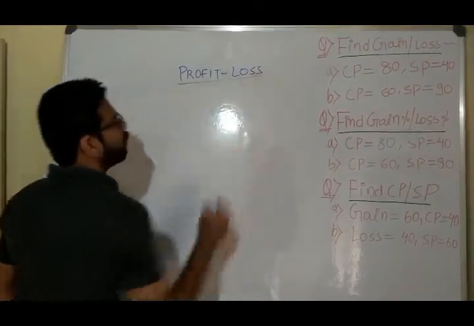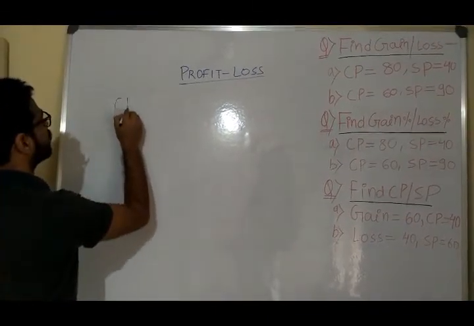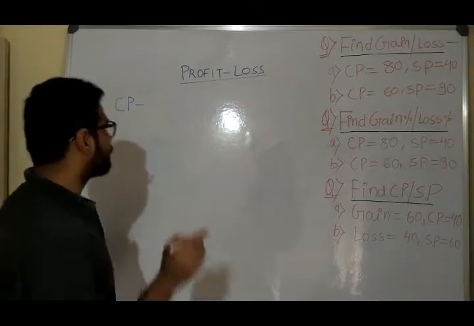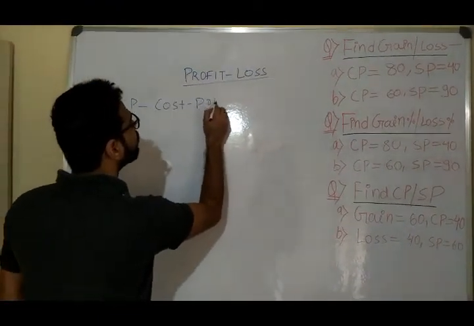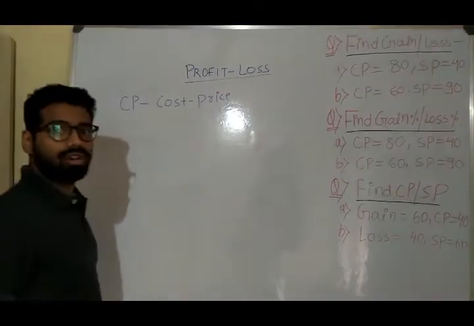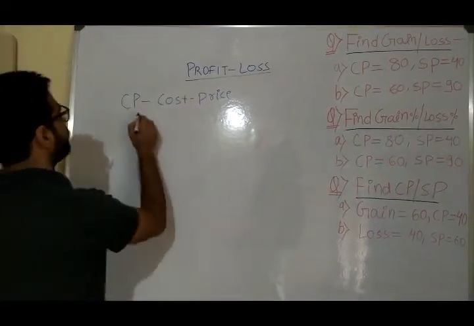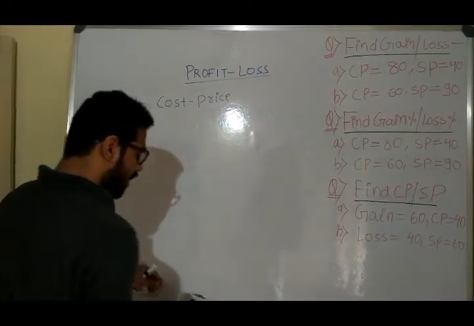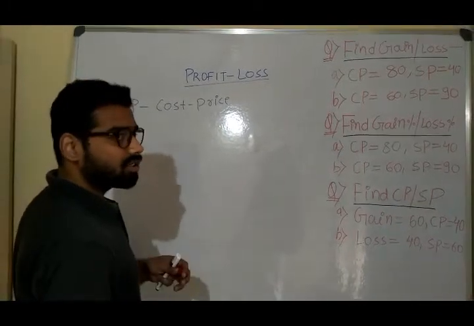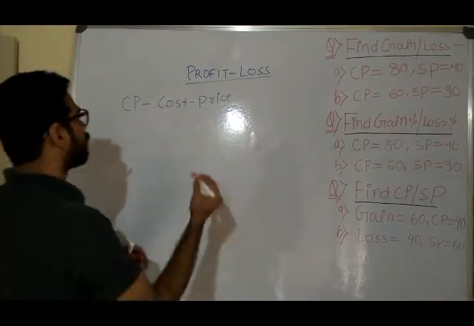See, first of all we should know what CP is. CP means cost price. The original price of an item or commodity is called cost price. Suppose we go to the market and buy something, the commodity or any item, the price at which we buy it is the cost price.